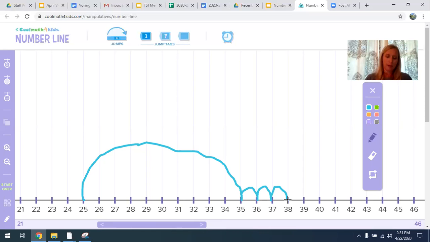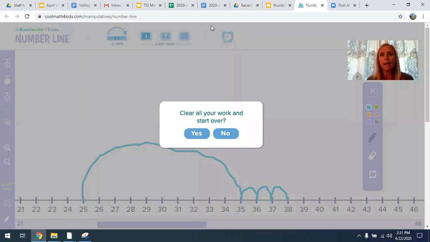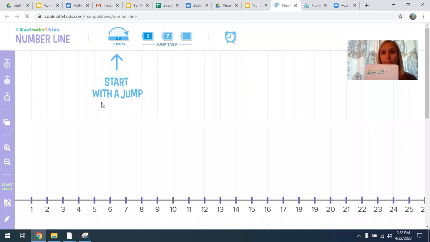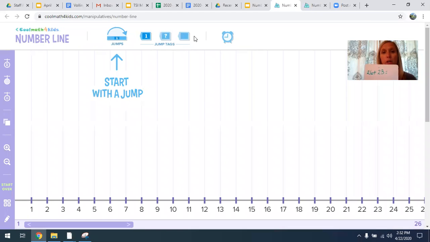All right, let's go back and try the next one. Another one, we have 26 plus 23. Okay, so what number are we going to start on with our number line? What are we going to start on? Yes, we're going to start at 26.